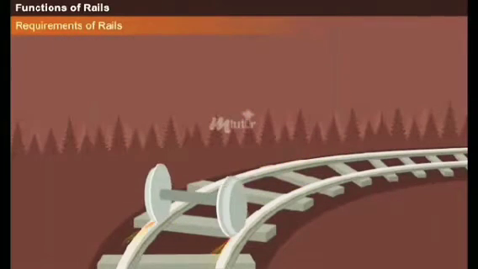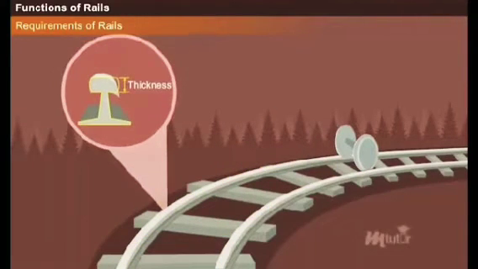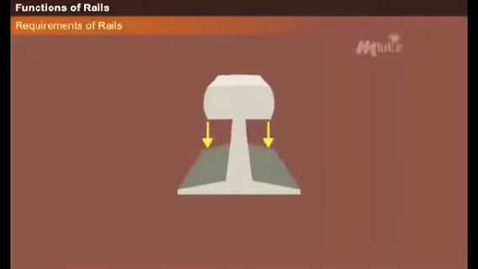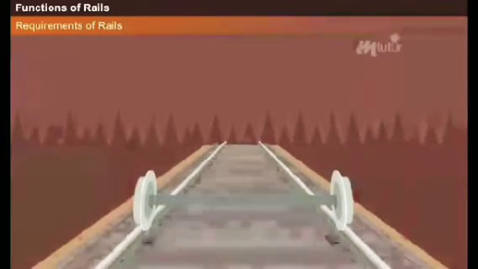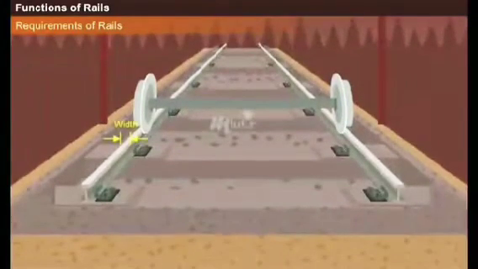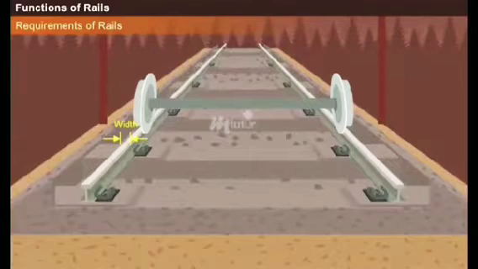Further, the thickness of the rails decreases upon constant rubbing and pounding of wheels. To balance this, the rails must have sufficient thickness and wear resistance. Similarly, the rails must have adequate depth to manage wear in the vertical direction. Finally, the width of the rail head should be sufficient enough to accommodate the wheel flange and safely distribute the loads downwards.